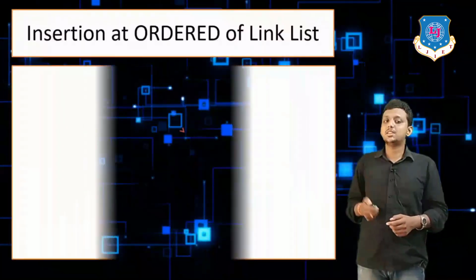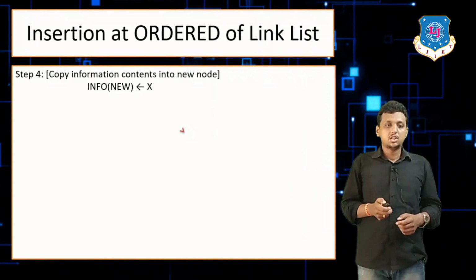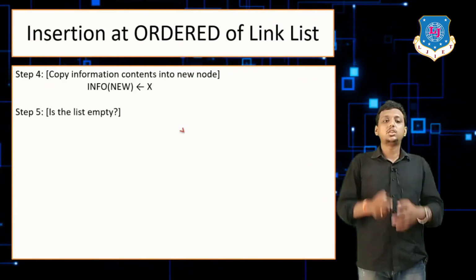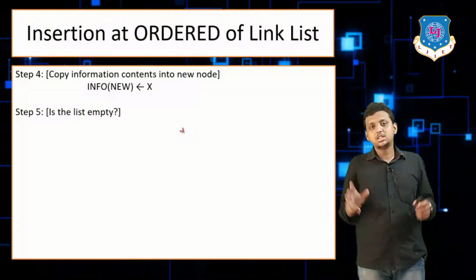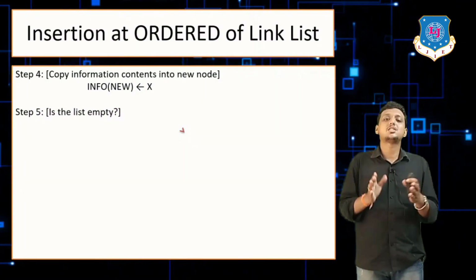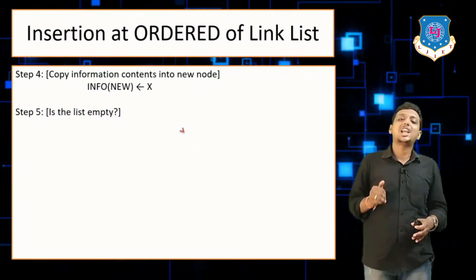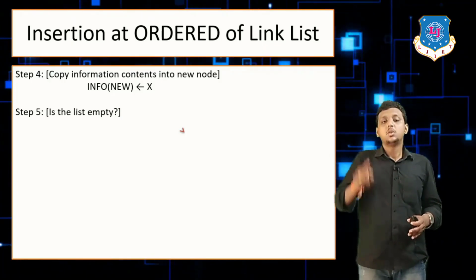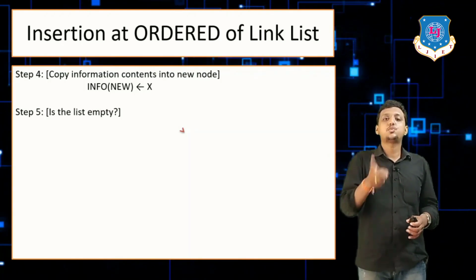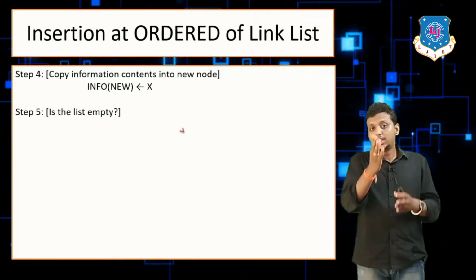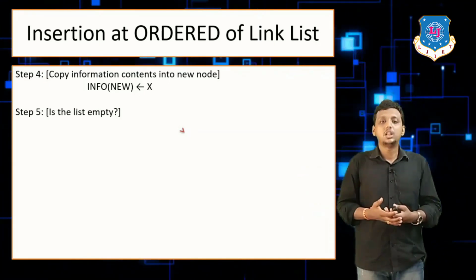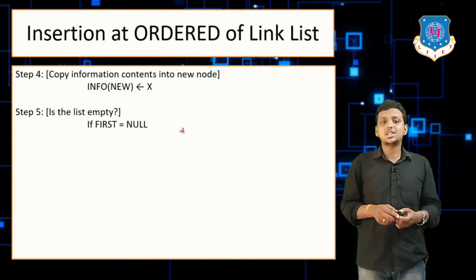The next step is to first copy the information of the new node. I'm just repeating this step, nothing else. Now the first condition is, just imagine a situation, students, that your linked list does not exist. Tell me when the linked list does not exist. When the first pointer is pointing to null, because if a linked list does not exist, that means first is pointing to no one, that means null. So you can check if your first is equal to null.